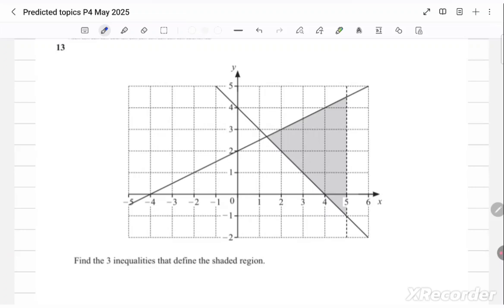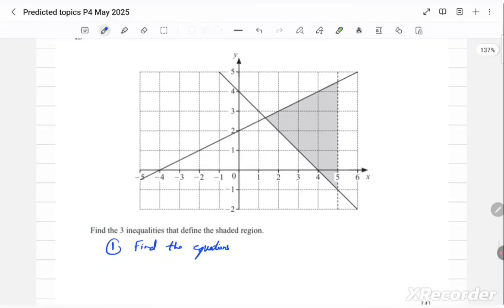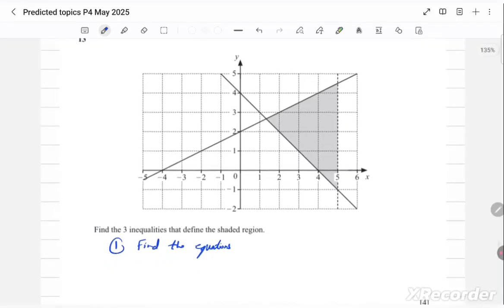I advise you, number 1, find the equations of the lines. Then find the inequalities, to make it easy for yourself. So step number 1, let's find the equations. And then we will find the 3 inequalities. So let's see what is the first equation.